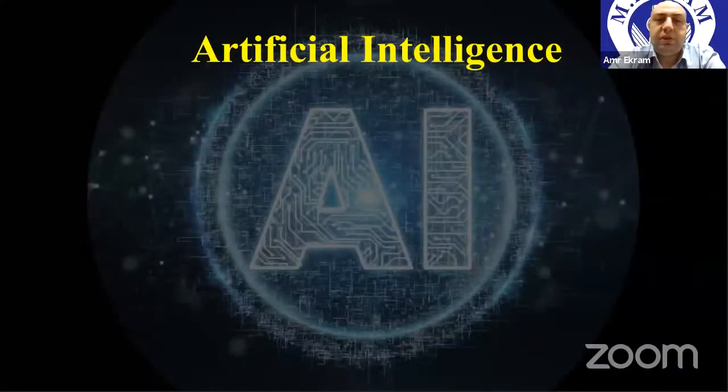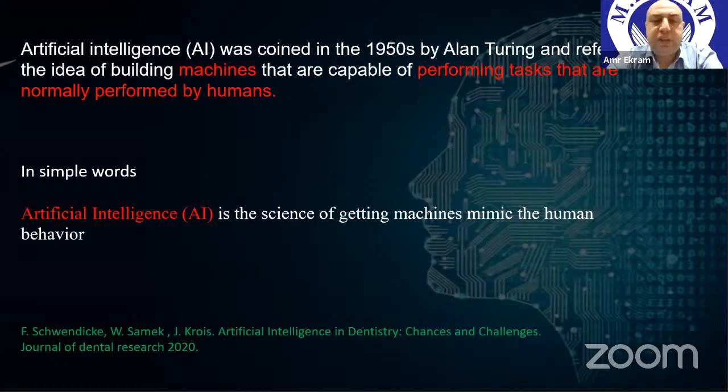So the smart era involves what we call artificial intelligence. Artificial intelligence is one of the most promising procedures in digital dentistry. And what is artificial intelligence? In simple words, artificial intelligence is a science of getting the machines or the computers to mimic human behavior, performing tasks that only humans can perform. So artificial intelligence, in simple words, is making computers or machines behave like humans.